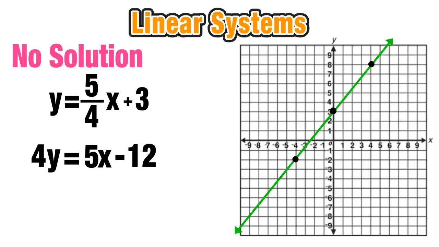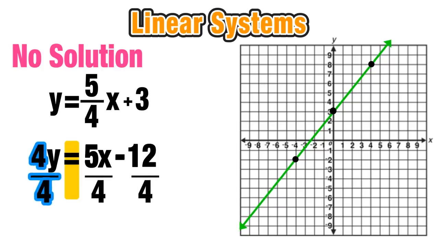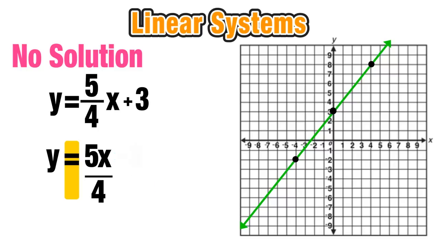Now notice that the second line is not in y equals mx plus b form. I have to get rid of that 4 attached to the y on the left side. The opposite of multiplication is division. So by dividing everything by 4, I cancel out the 4 on the left side. 5 divided by 4, I'm going to leave as 5 over 4 because it can't be simplified. Negative 12 divided by 4 is negative 3. And now my line is in mx plus b form, and I can graph it.